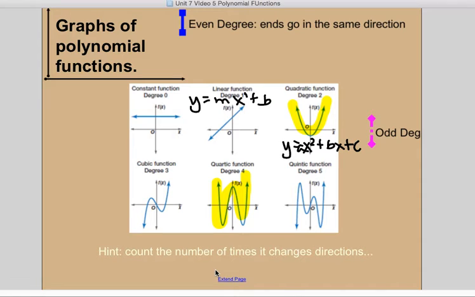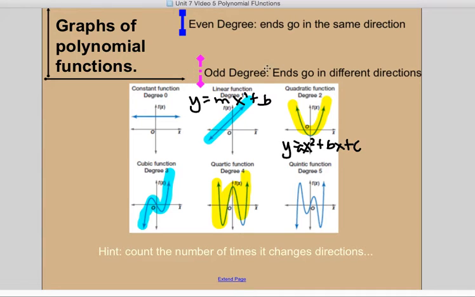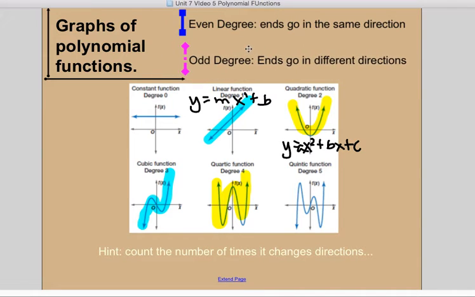If they're going in different directions, so if you went ahead and took a look at this one is an odd number, one's going down and one's going up. Once again, one's going down, the other one's going up, and the same thing with my fifth degree. So odd, and I would make sure you write this down on your notes, ends go in different directions. Okay, something to take note of.